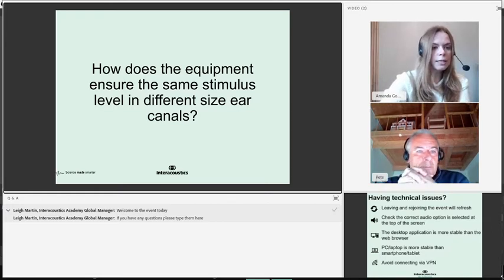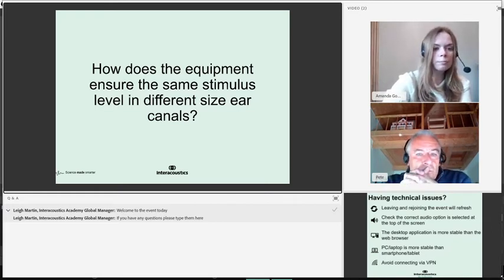The first one, Pete, is all about how the equipment ensures that the same stimulus level is presented in different size ear canals. Can you tell us what kind of introduction about this? Okay, thank you for the introduction.